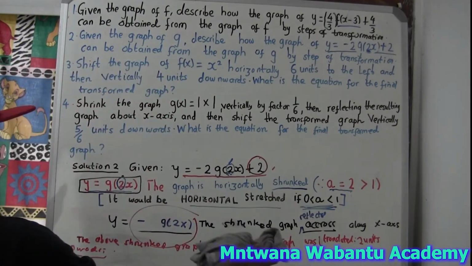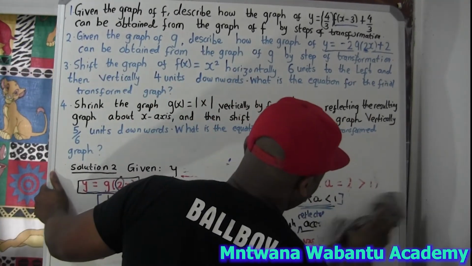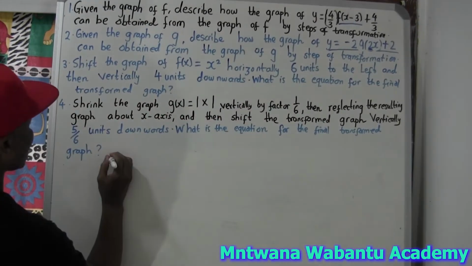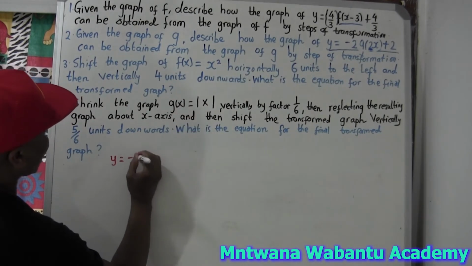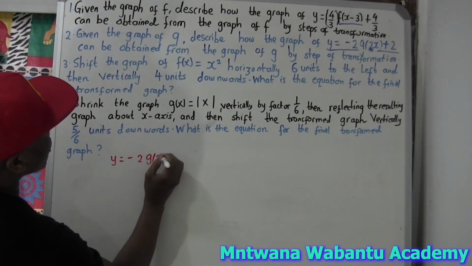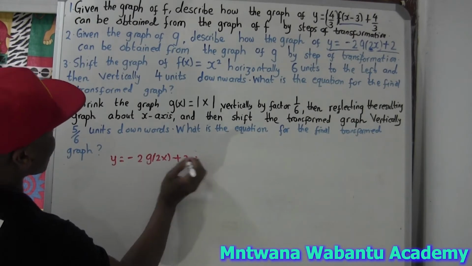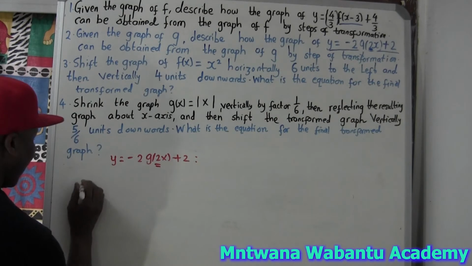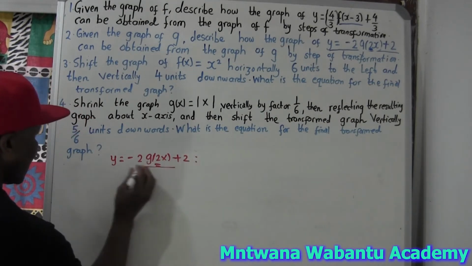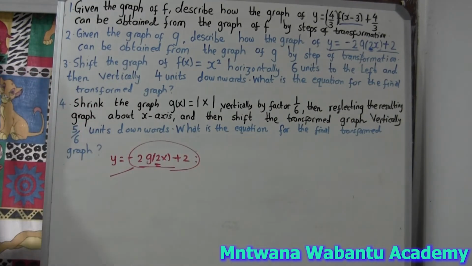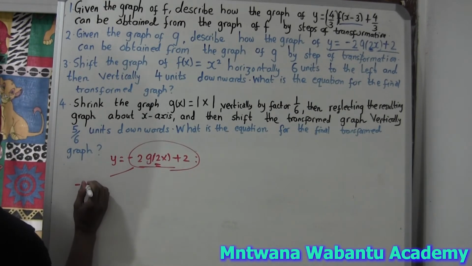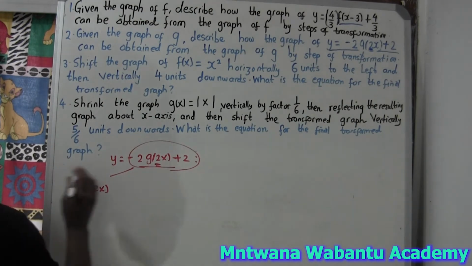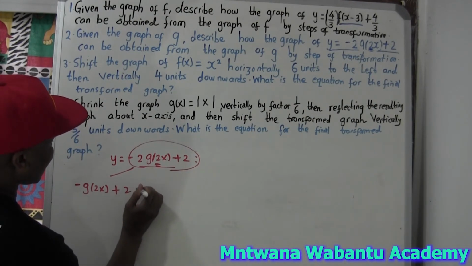Okay, so now let me say one sentence out of this. You know how to do it? So we can say a single sentence. y equal to whatever they ask us to find, negative g of 2x plus 2. So how are we going to say how you got this from g of x? Okay, so now for this graph in general, how did you get it? We say negative g of 2x plus 2.